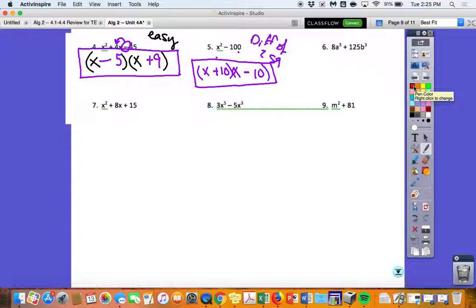Okay, moving right along, number 6. Is there anything common with 8 and 125? 8, that'd be 1, 2, 4, and 8. 125, I think that's like 5 times 25. There's nothing in common there. And the first guy's got A's and the second guy's got B's. Well, you can't pull anything common. But I see cubes. And it's the sum, but you can do the sum of cubes.